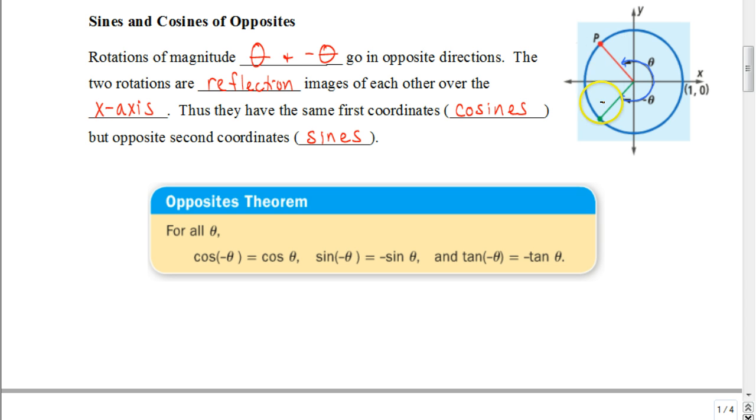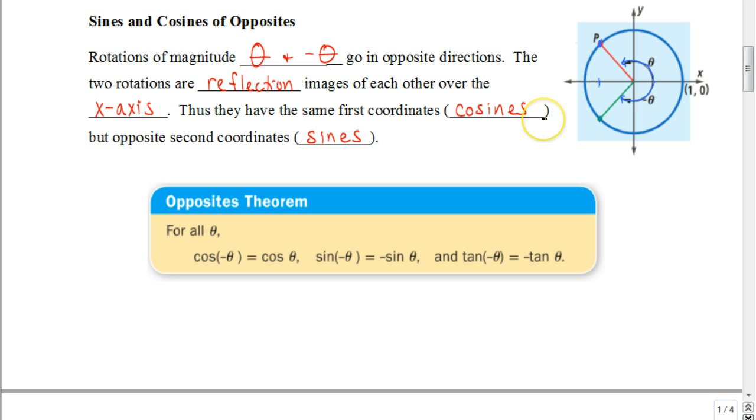If you notice, the values here, where this red p is and where p prime would be, are opposites of each other for the y, but they would be the same value for the x, because they have the same x value here, but they have opposite y values, because they're a reflection over the x-axis.